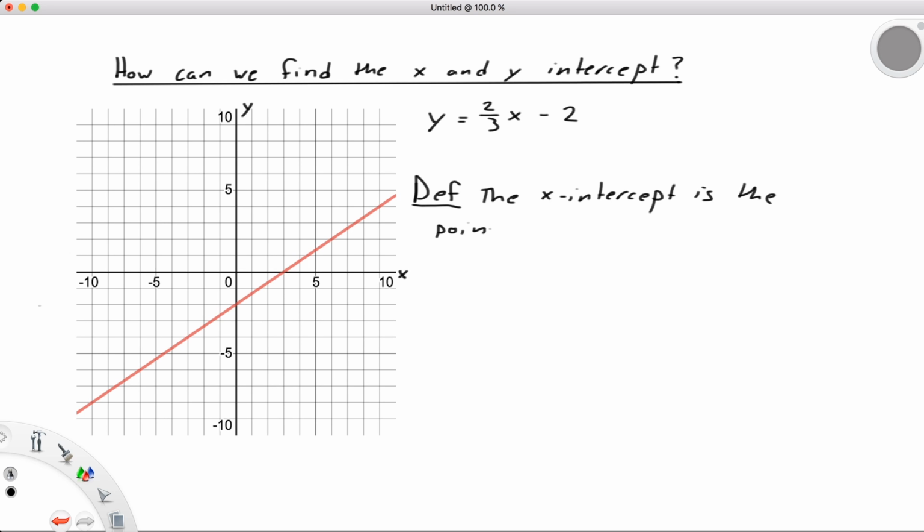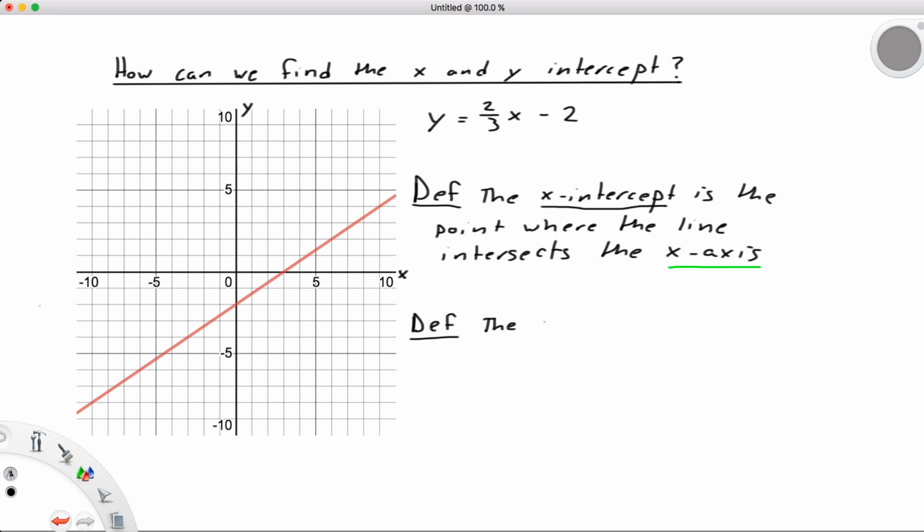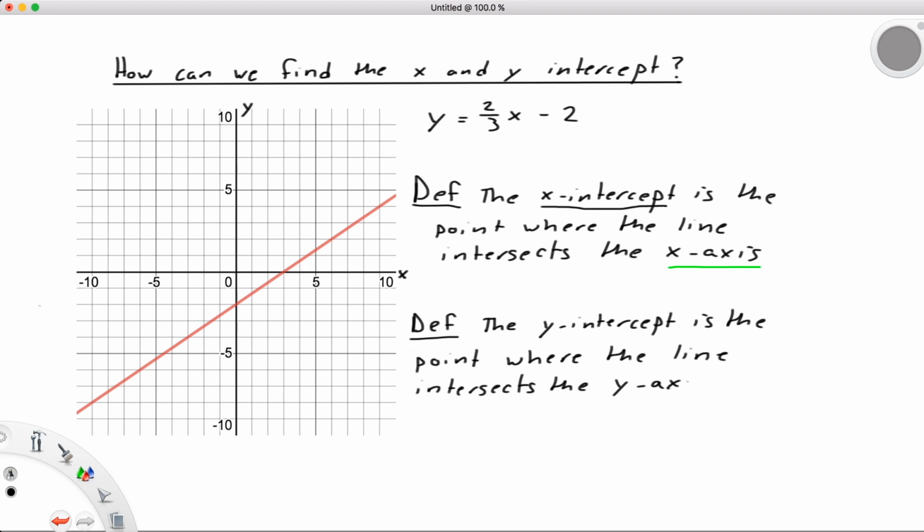And so we can say that the x-intercept is the point where the line intersects the x-axis, and the y-intercept is the point where the line intersects the y-axis. If we take a look at our graph over here, this point right here is going to be our x-intercept, and I'll just abbreviate that x int. And this point over here, because that's where it intersects with the y-axis, is going to be the y-intercept. Now that we have a sense of what these are and where they show up on the graph, how can we actually find these points?